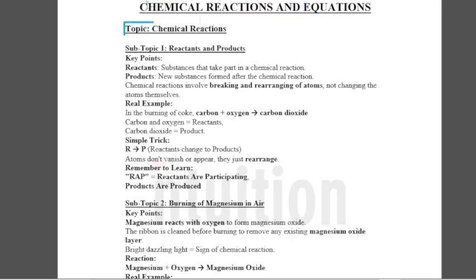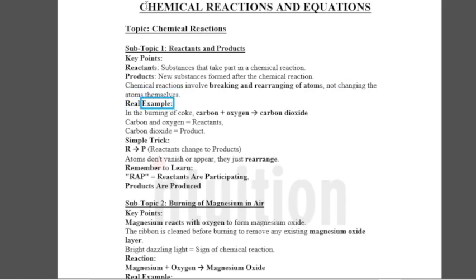Topic: Chemical reactions and equations. Subtopic 1: Reactants and products. Key points. Reactants: substances that take part in a chemical reaction. Products: new substances formed after the chemical reaction. Chemical reactions involve breaking and rearranging of atoms, not changing the atoms themselves.